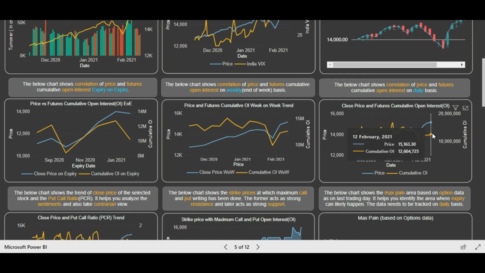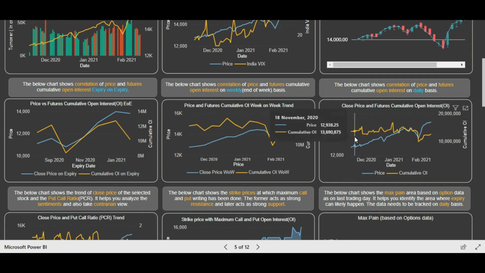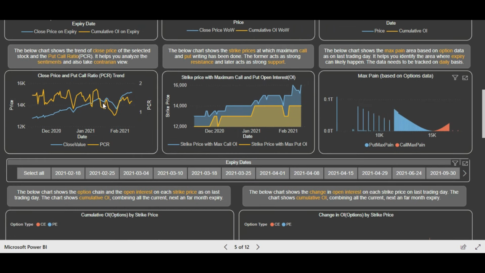Now how to combine these and make a view, that is the most important question. You have already seen that from the past 2 weeks, and in the day graph also, the price is increasing and futures cumulative open interest is increasing. That means long positions are getting added. Then we have seen using PCR that PCR is increasing. It means more put writing has been done than call writing. It means people are more bullish than bearish. People are writing more puts, right? So the momentum is bullish, and PCR is well above 1.